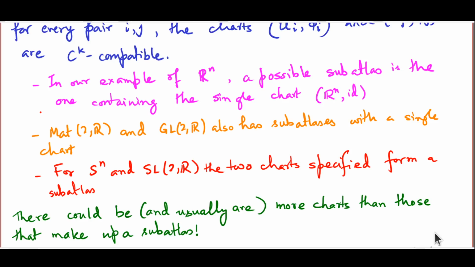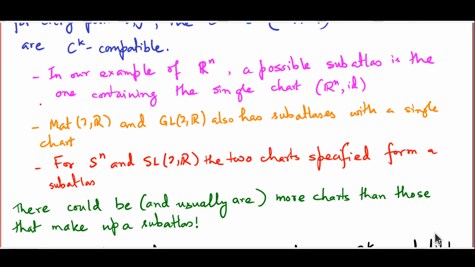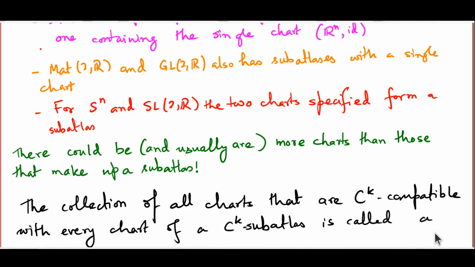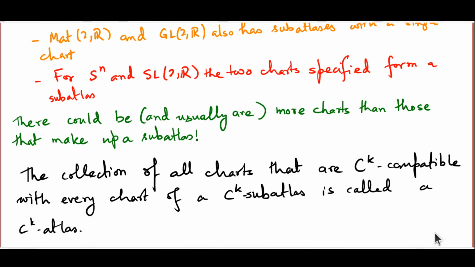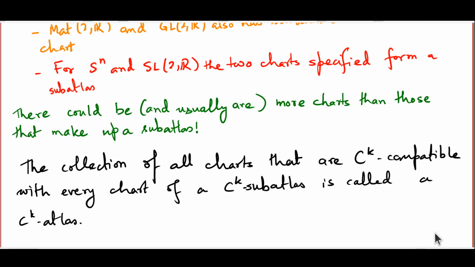But if you actually are using more charts than that, and sometimes that may be convenient, you have to worry about compatibility of these charts as well. And this brings us to the notion of what is called an atlas. An atlas is in a way slightly impractical in the sense that for an atlas, you are going to talk about the collection of all charts that are C^k compatible with every chart of a C^k subatlas. This collection of all possible such charts, which are usually infinitely large in number, is called a C^k atlas.